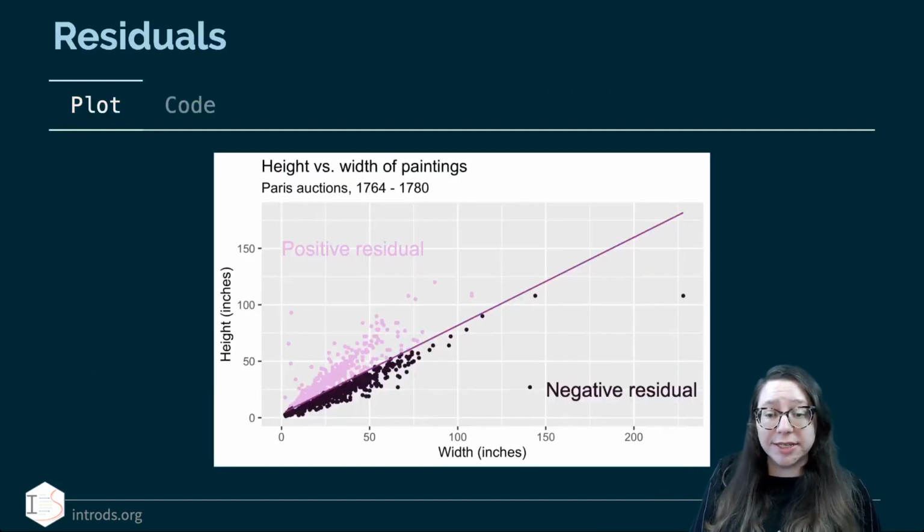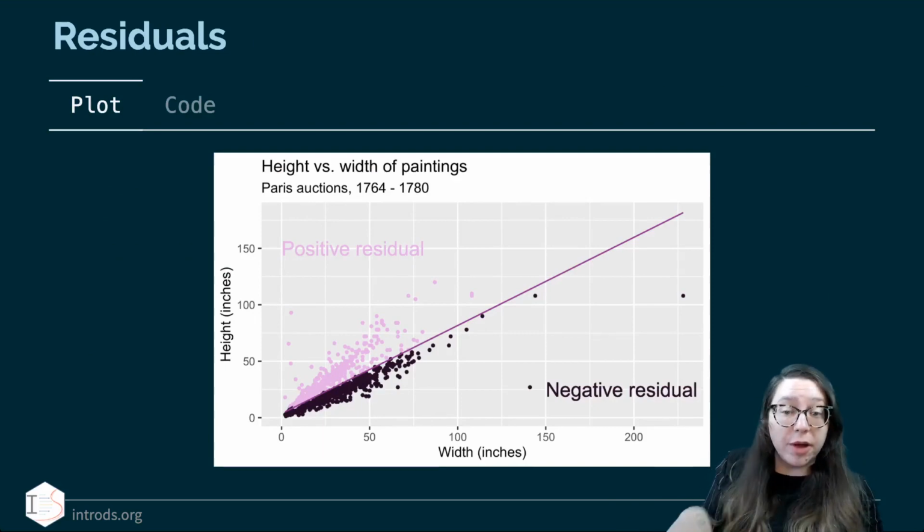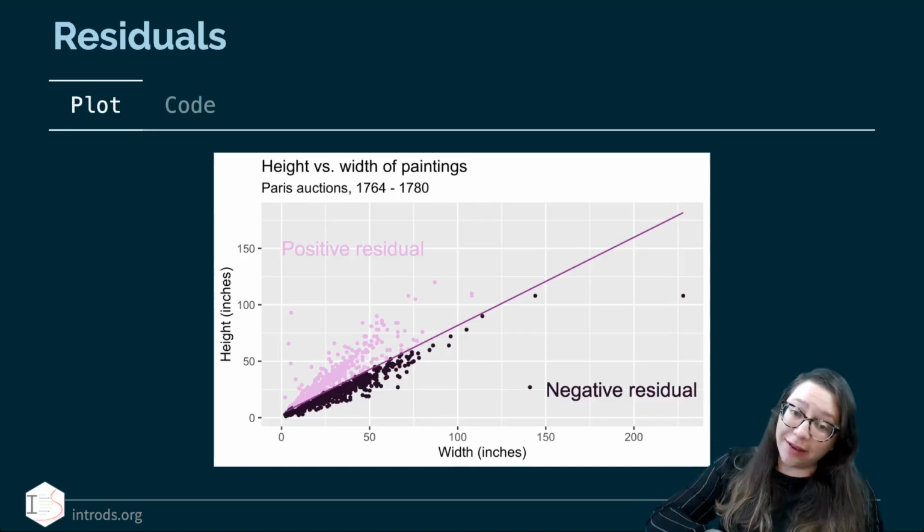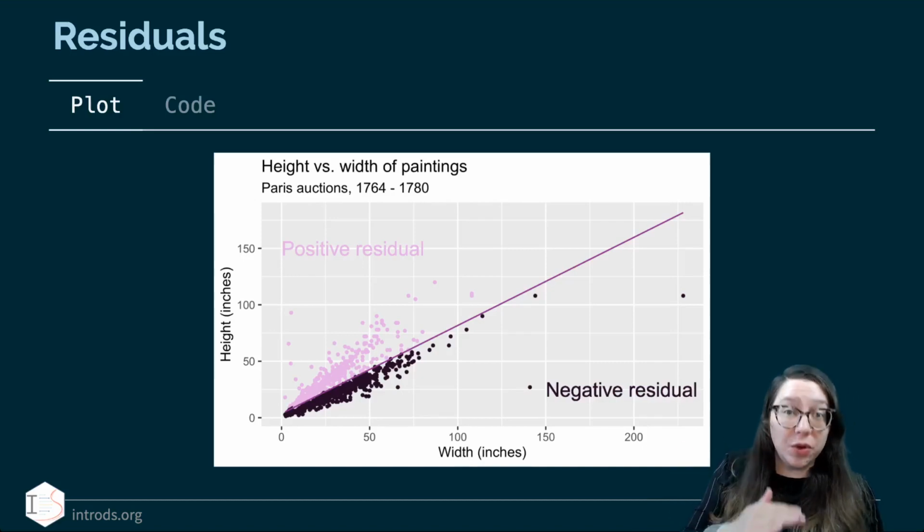So if we actually take a look back at this visualization, the scatter plot, that purple line in the middle is again our linear model fit. On top, where the observed data, the points in our data, are above the predicted values on the line, we have positive residuals. And in the bottom, where the observed values of the points are below the predicted, we have negative residuals.